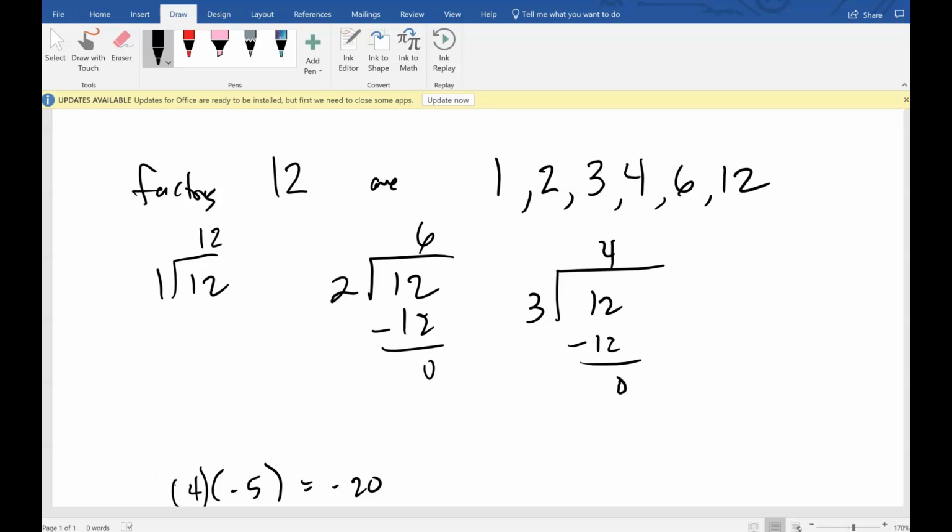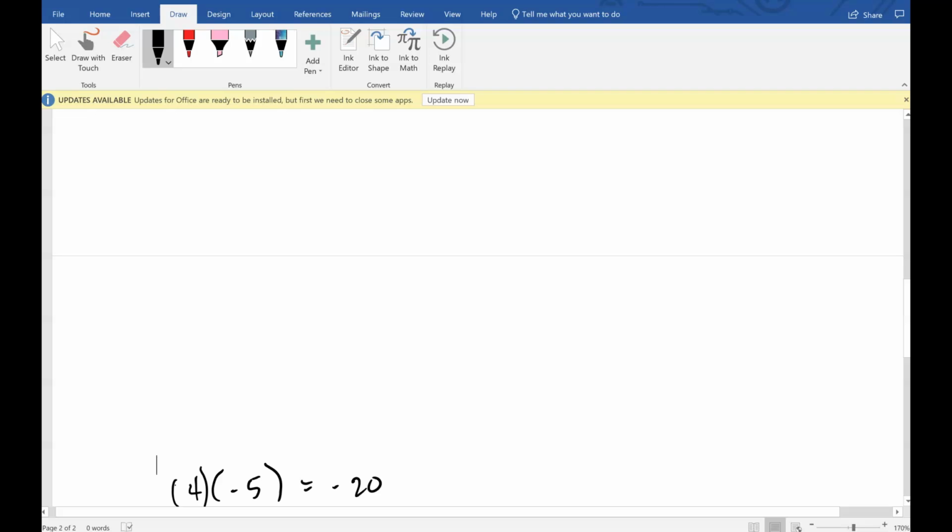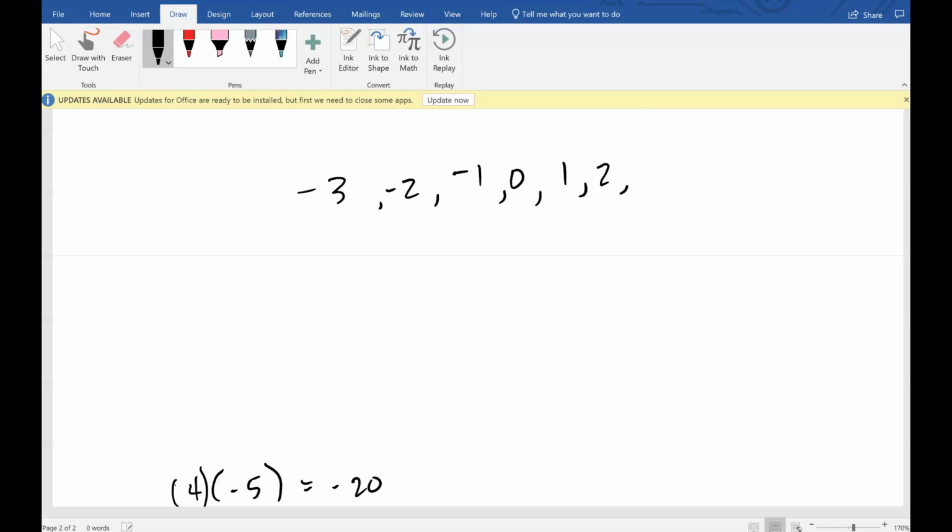So basically, a factor of an integer, remember, an integer is basically a positive or negative counting number. So -3 is an integer, -2 is an integer, -1, 0, 1, 2, 3, etc. These are all integers. So an integer that is divisible by another integer, those are called factors. For instance, if we were to list the factors of 24, it would be any number that goes into 24 evenly.